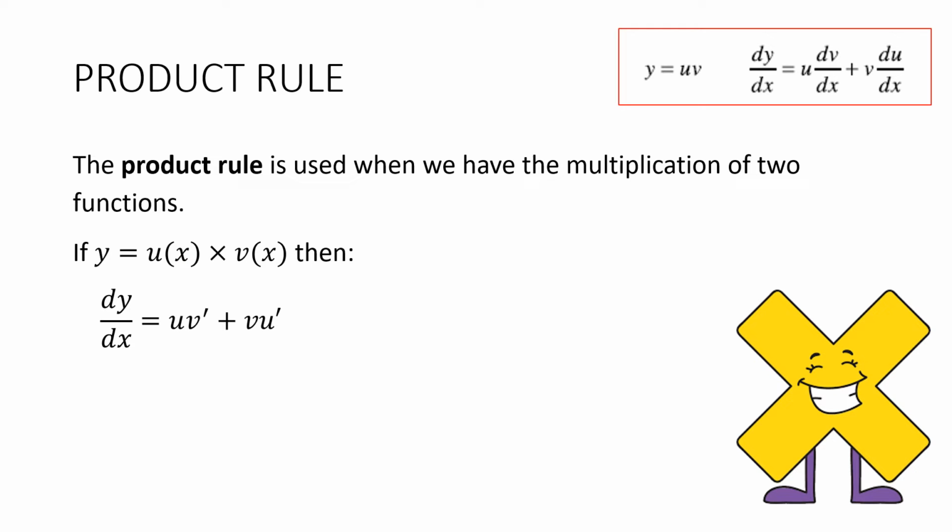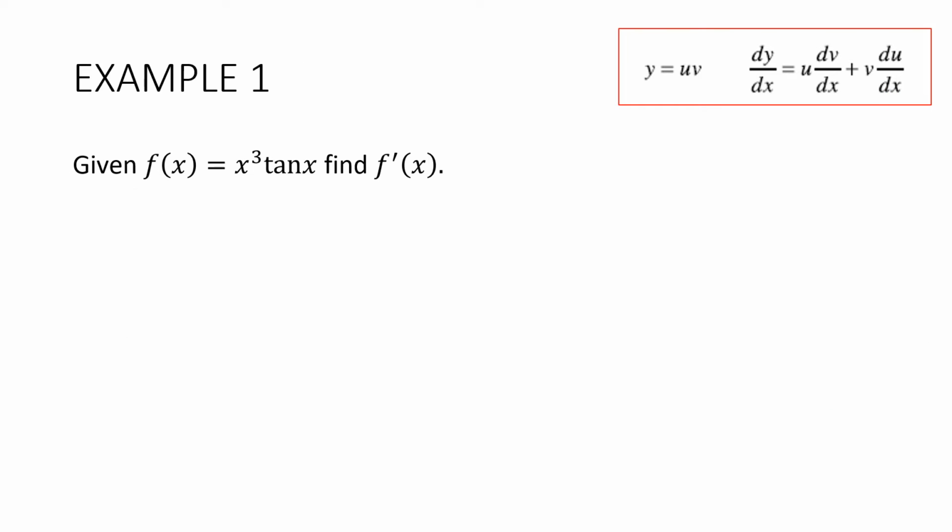Now it is given for you on your reference sheet, but it is in a bit longer form. So instead of v dash, they've written dv dx, and instead of u dash, they've written du dx. Here's our first example. Given f of x is equal to x cubed tan x, find f dashed of x. So we can see that we've got a product here. We've got x cubed multiplied by tan x. So I'm going to make u equal to x cubed and v equal to tan x.